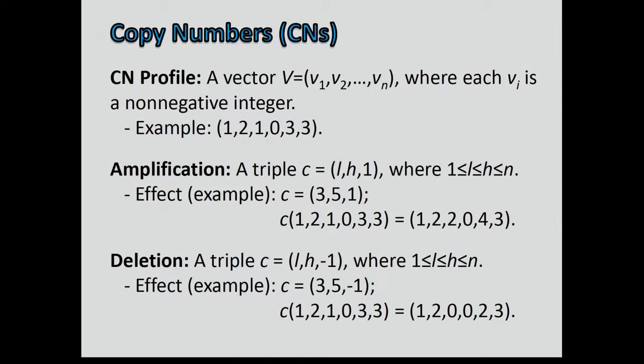An amplification is a triple L, H, 1. The third argument is always 1. Its range includes every integer between L and H, including L and H. Now, given a copy number profile, it increments by 1 the value at each entry that belongs to its range, unless this value is 0, in which case it remains 0. For example, here we increment by 1 the values at the 3rd and the 5th entries, and the value in the 4th entry, which is 0, remains 0.